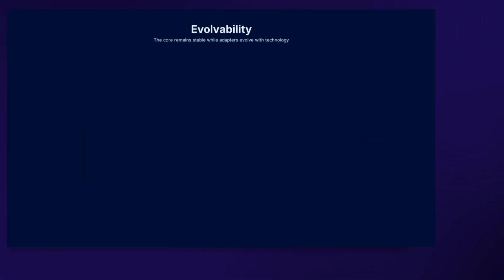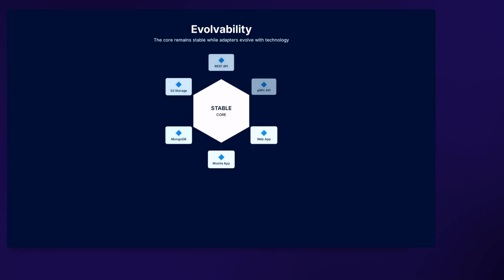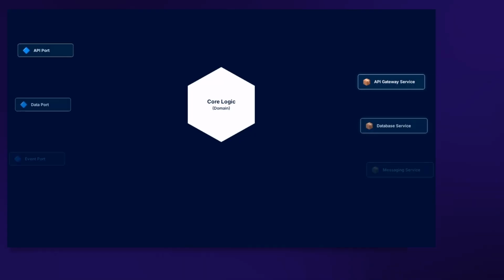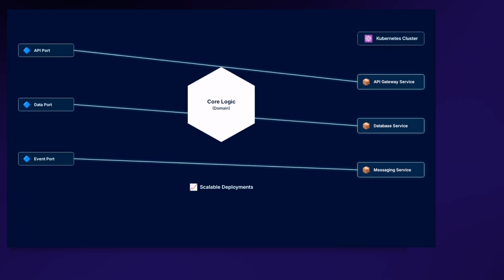This pattern promotes evolvability, keeping the core stable and unchanged while adapters morph to integrate with new technologies, such as evolving from monoliths to microservices in a 12-week refactoring. Hexagonal architecture integrates seamlessly with cloud-native concepts from day 20, using ports and adapters for containerized services, like those in Kubernetes clusters, enabling scalable deployments.